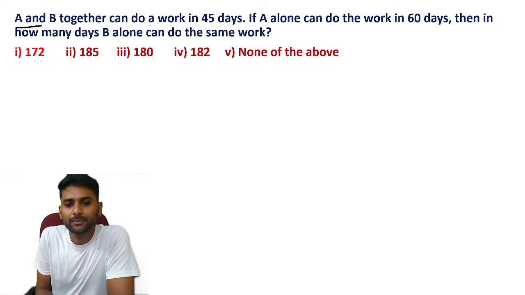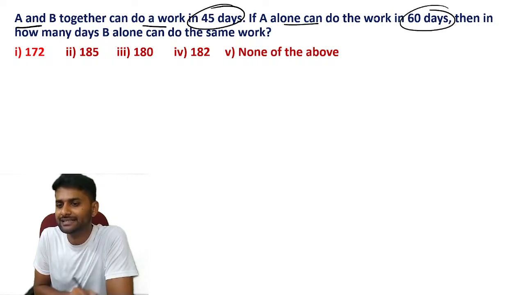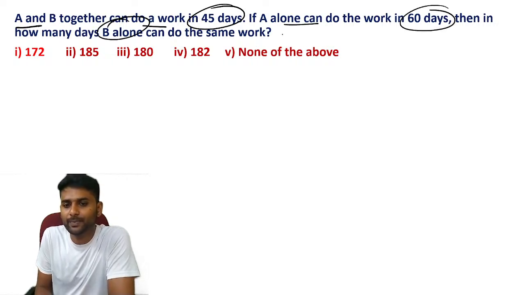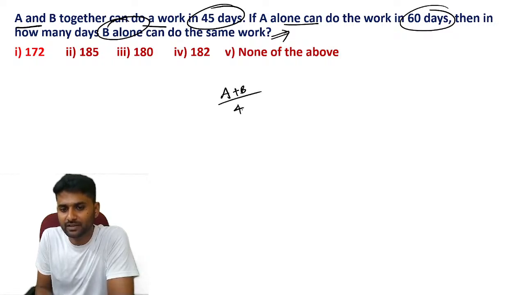See this question. A and B together can complete the work in 45 days. A alone takes 60 days. In how many days can B alone complete the same work? A and B together will complete it in 45 days. A alone can complete it in 60 days. Now just go through the common multiple. The common multiple of these two numbers is 300 units. Here A's efficiency is 5 units.